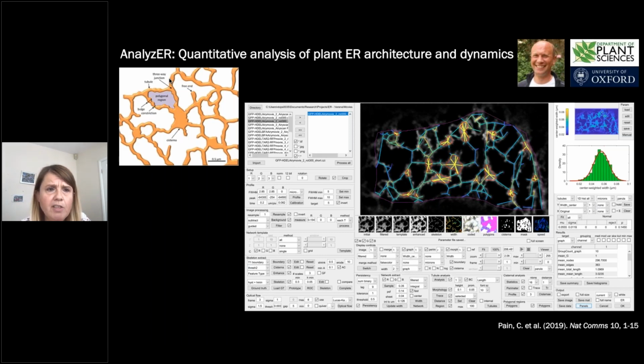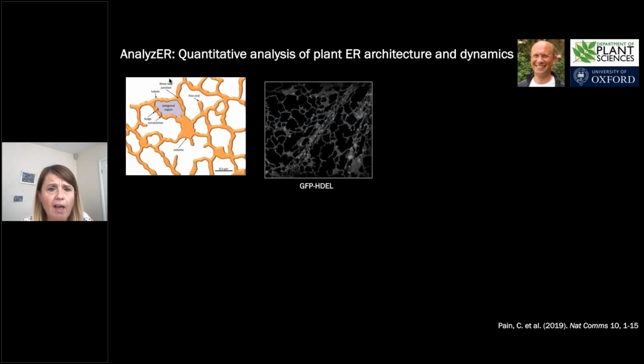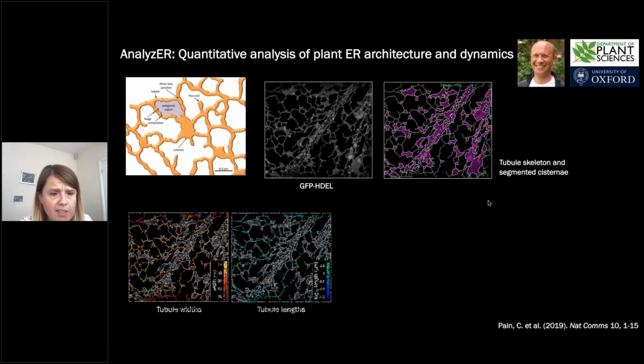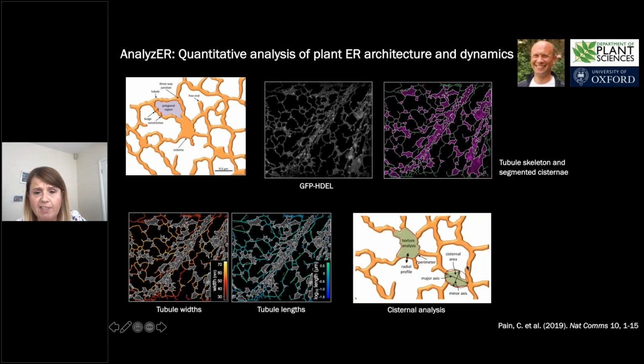Okay, so what Mark's algorithm does is it takes the image of the ER and it skeletonizes it and segments it into tubules and cisternae, and then we can perform any number of metric analyses on the different areas. So, for example, we can make measurements of the different tubule widths, which might be affected, for example, if there was an overexpression of reticulons. We can also look at tubule length. We can make measurements on the cisternae.